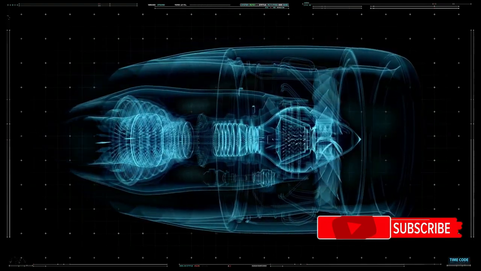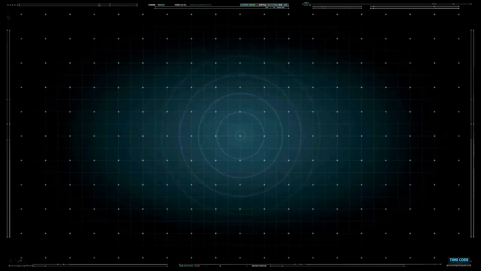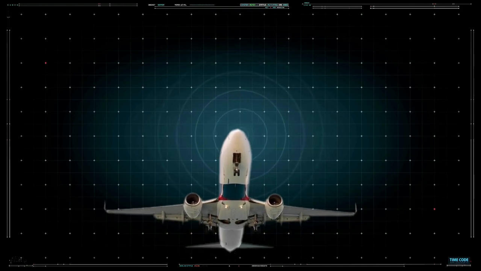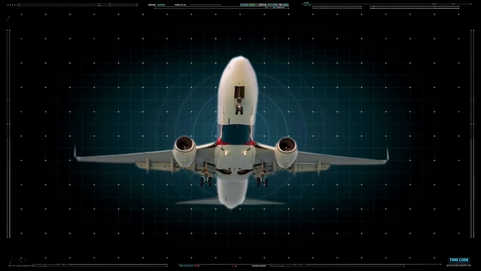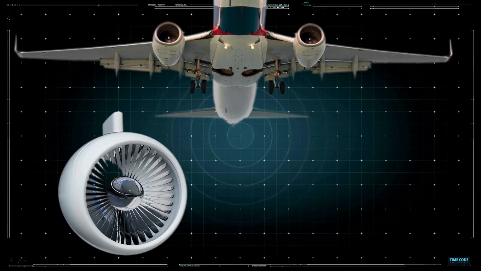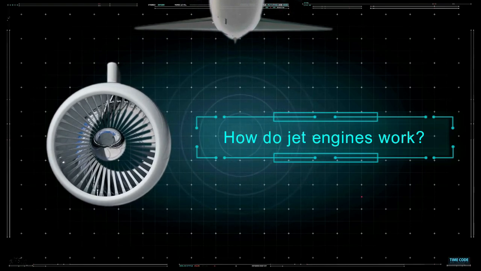The thrust from one or more engines pushes the plane forward, forcing air past its aerodynamically shaped wings to create an upward force called lift that powers it into the sky. That, in short, is how planes work. But how does a jet engine work? Let's find out.